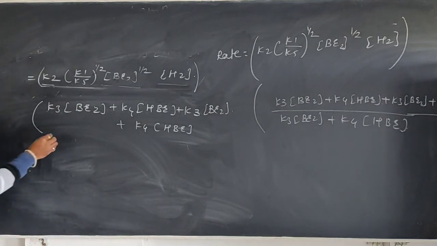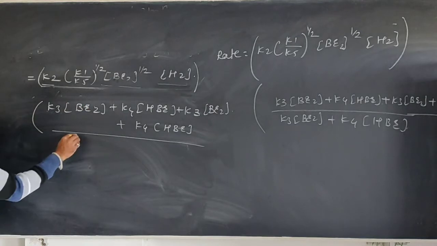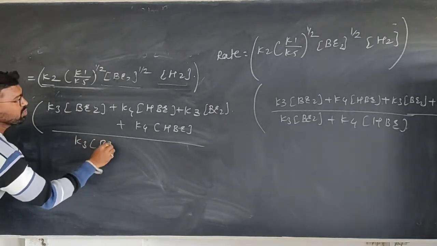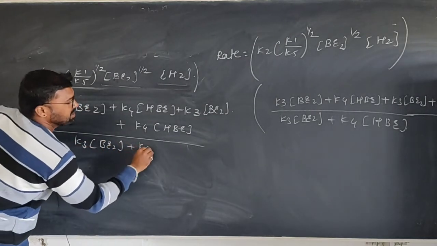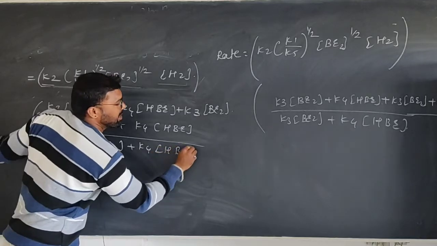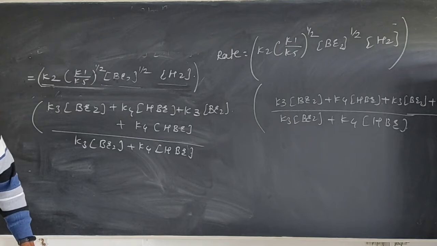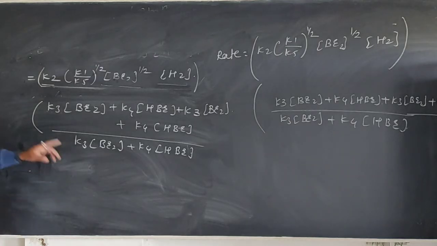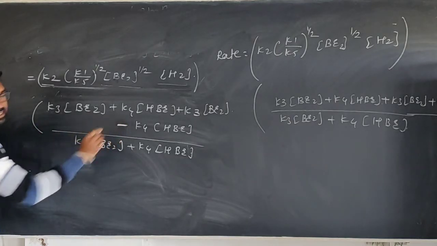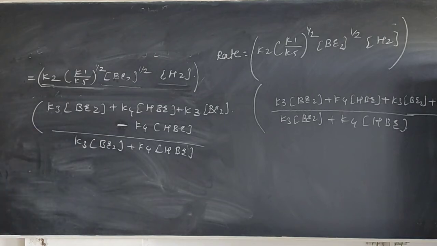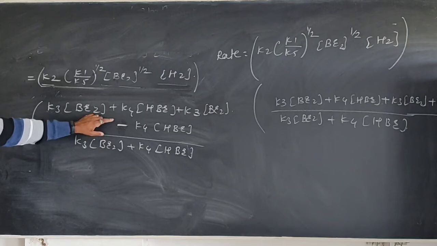Minus term divided by K3 into Br2 plus K4 into HBr, right? K4 HBr, K4 HBr. I think this K4 HBr is a minus there. Yeah, right. I think this is the minus term there, right?